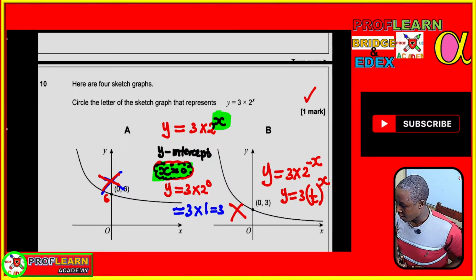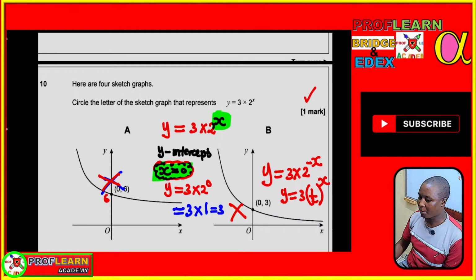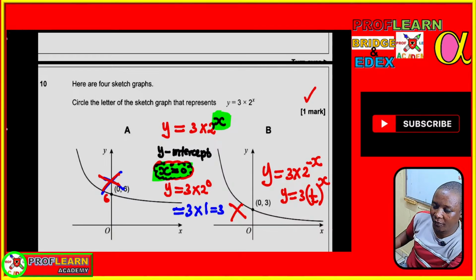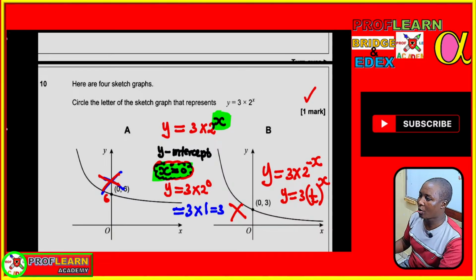Sir, I do OCR additional math. Will there be questions on variable acceleration and trapezium rule? There will be, there is a high likelihood of that question on variable acceleration and trapezium rule to be asked. So Hamid, revise on that.